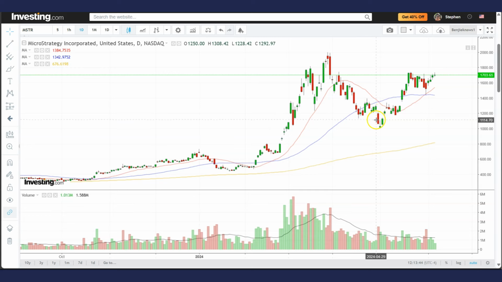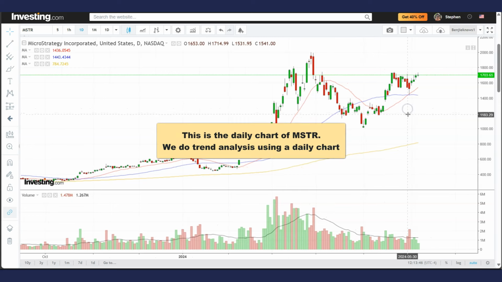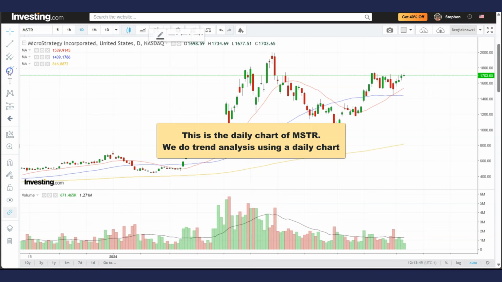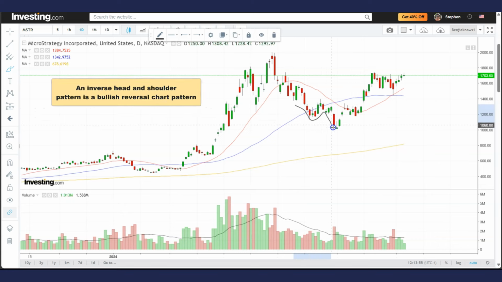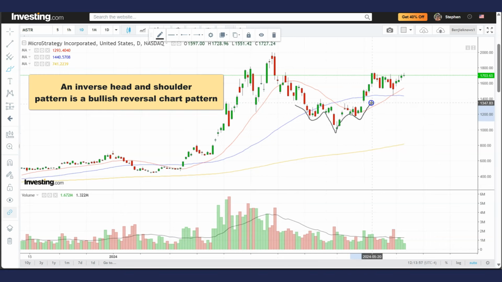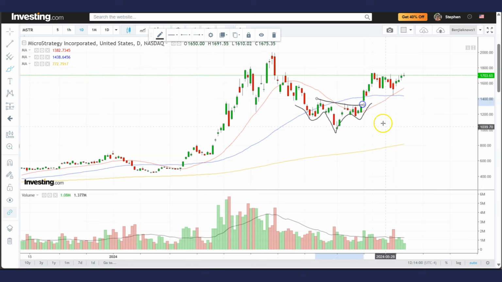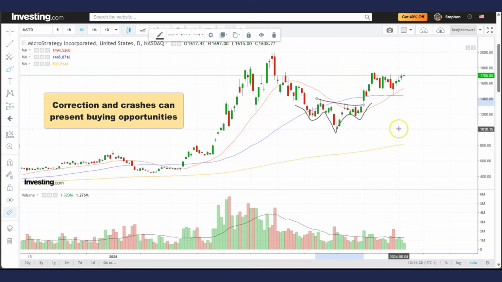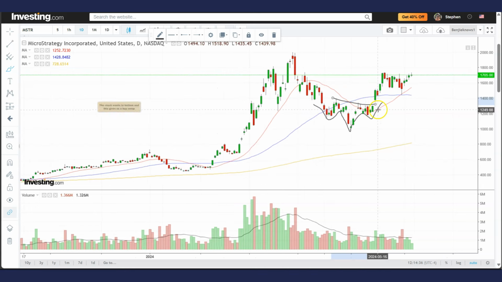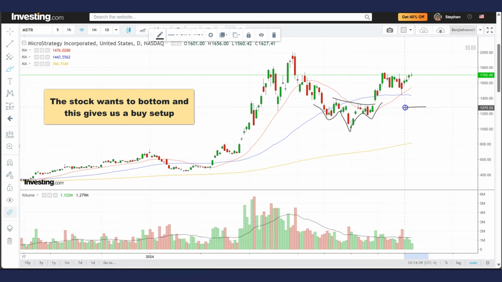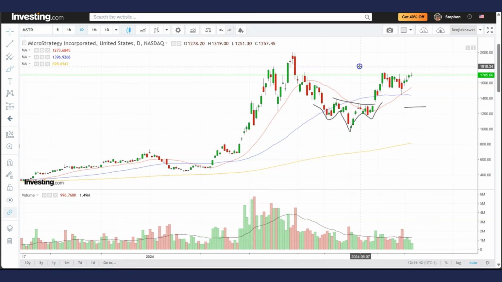So I have with me the daily chart of MicroStrategy here, and recently it bottomed out by forming an inverse head and shoulders pattern here. So it broke out of this inverse head and shoulders pattern. We had a very nasty correction here, and the inverse head and shoulders pattern is actually a bottoming pattern, and with the presence of this inverse head and shoulders, we know that the stock wants to bottom and there is a possibility that it wants to go higher from here.